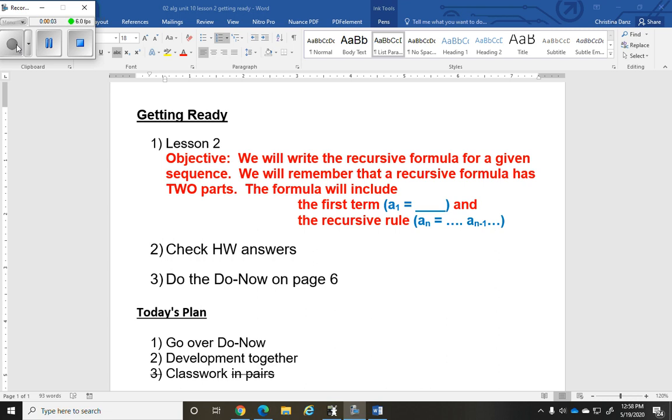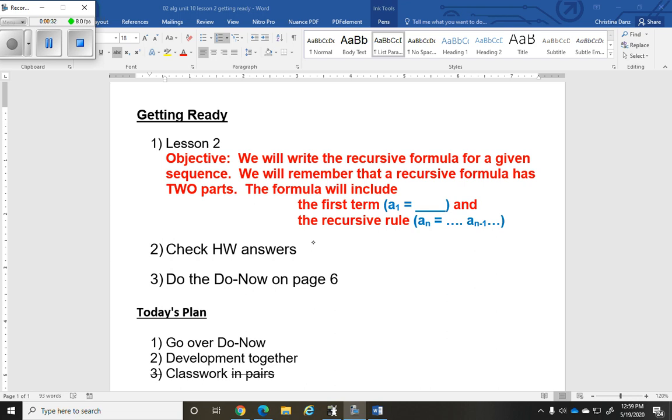So we're on lesson 2 of our recursive sequence unit. And today it's like we're doing a reverse of what we did yesterday. Yesterday we were given a recursive formula and we were able to list the terms. Today you're going to have the terms and you have to be able to make up the formula. So a huge reminder is that a recursive formula has two parts, right? The first part tells you what the first term is, and the second part tells you what you're doing.